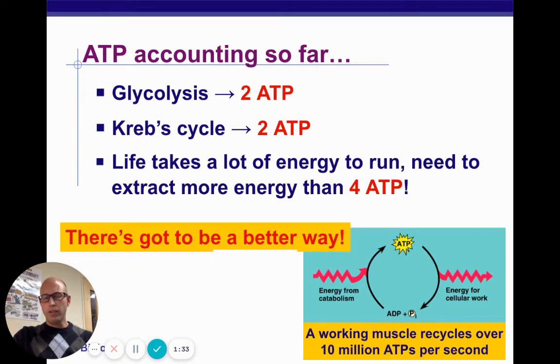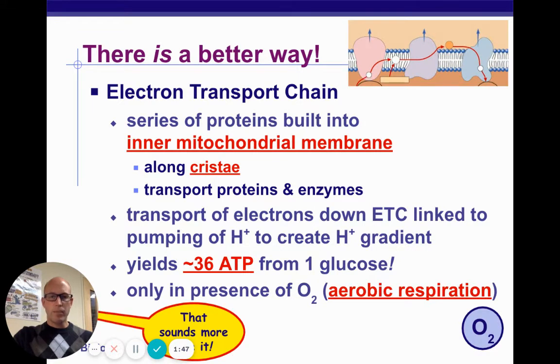So we've got two ATPs from glycolysis, 2 from the Krebs cycle, 4 ATPs. There's nothing to get too excited about, especially if a working muscle is going to use over 10 million a second. We've got to have more. So enter the electron transport chain.